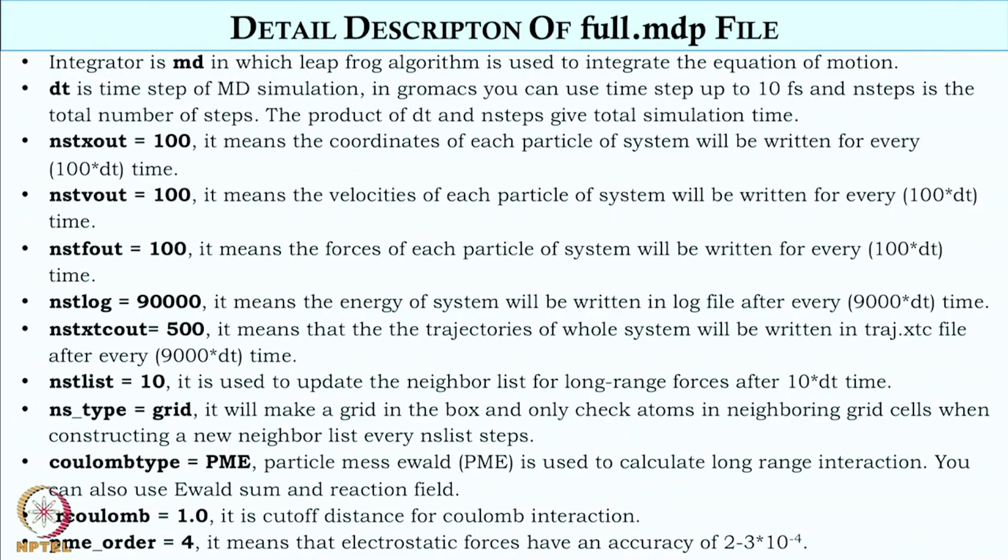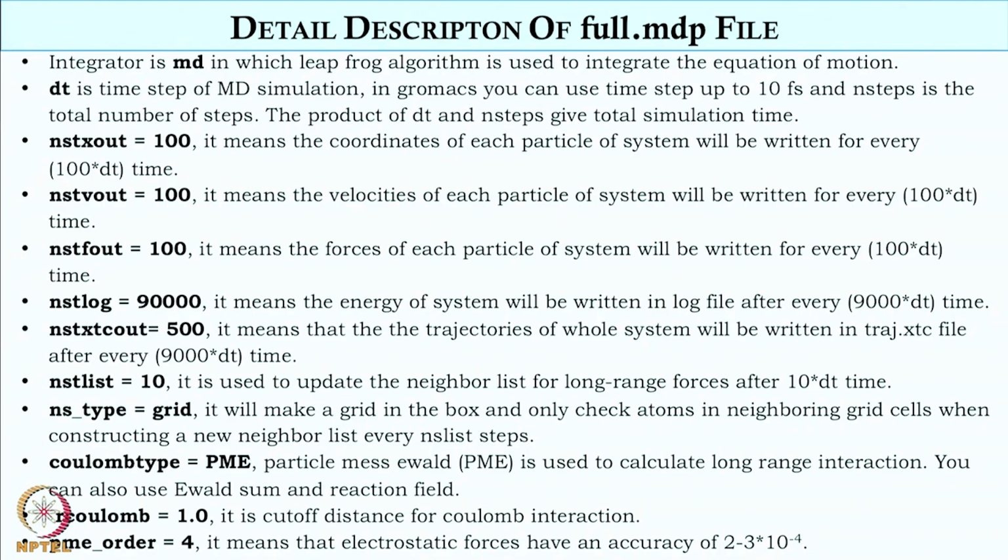Then there is nstxout, which is equal to 100. It means that it will save the coordinates of the particles after every 100 times dt time step. Now why do you think we need this 100? Instead of 100, suppose I did 1000, what will happen? It won't happen anything, but you will write much fewer coordinates. If we need to analyze very carefully and get good results, it's better to have the coordinates and velocities saved after a smaller number of time steps.